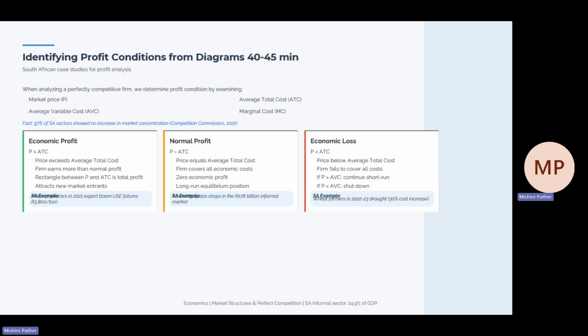So at this point, the price was below the average total cost. So the firm is simply now failing to cover all of the costs. In the short run, you can have a situation where your price exceeds your average variable cost, so you can continue to run like that. But if your price drops below your average variable cost, it's best to just shut down because you're only generating more and more losses.